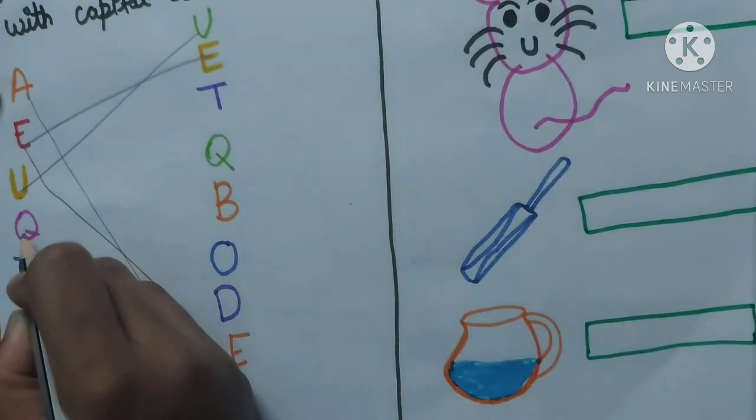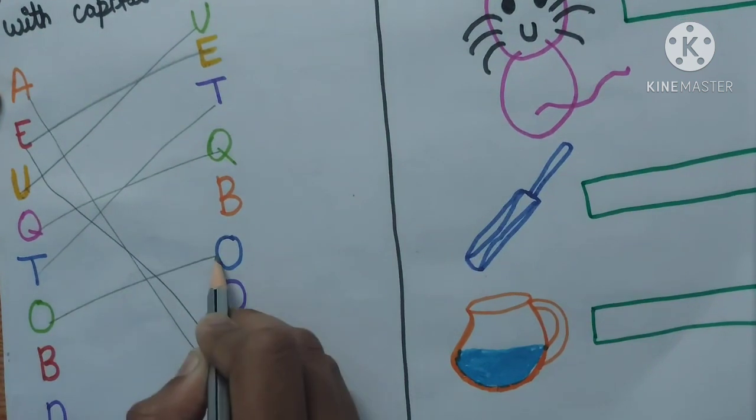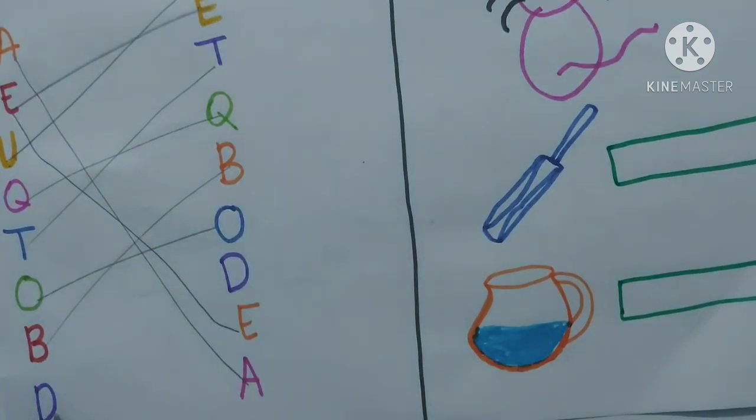Letter U to U, letter Q to Q, letter T to T, letter O to O, letter B to B, and letter D to D.